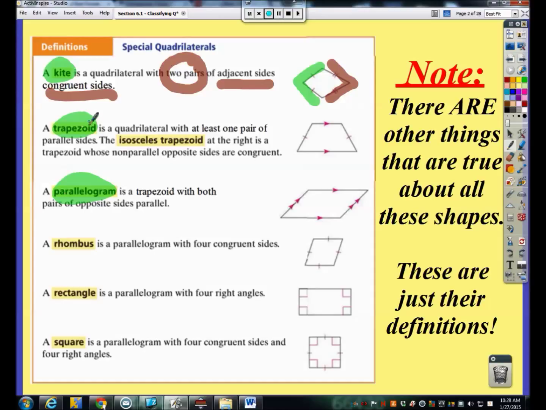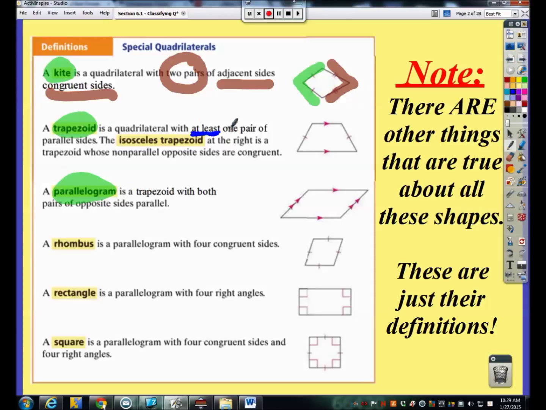A trapezoid, the way I had always known a trapezoid was that it had exactly 1 pair of parallel sides. But things have changed, and again, we'll talk about why. A trapezoid isn't just going to be exactly 1 pair of parallel sides. Its definition is going to be that it's at least 1 pair of parallel sides. And a parallelogram is a trapezoid with both pairs of opposite sides parallel. Before, a parallelogram and trapezoid were 2 completely separate things. They were not even related to each other. But now we are going to have this relationship between a parallelogram and a trapezoid. A parallelogram is a more evolved, specific kind of trapezoid.